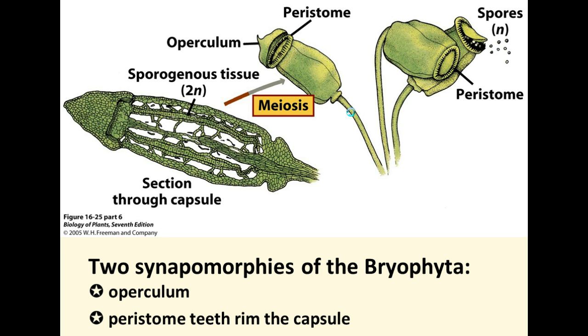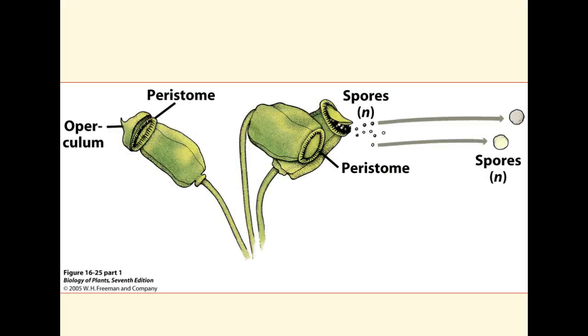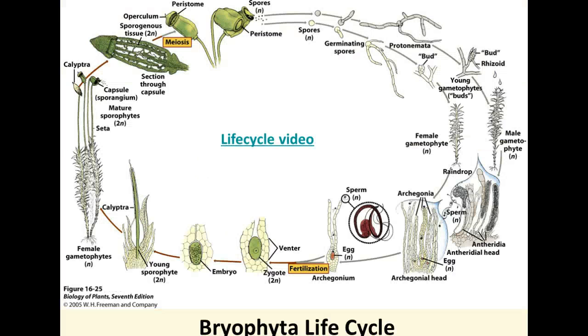All right. So there's two synapomorphies. There's something called the operculum and the peristome teeth. So the operculum is another word for that top covering, and peristome means around the mouth. Okay, and it has these little teeth that are going to release those spores. So here we can see the popping off of the peristome and the release of the spores.